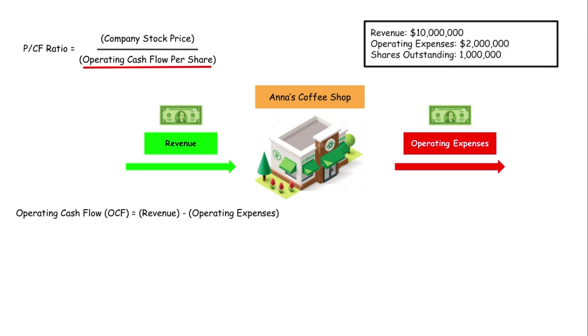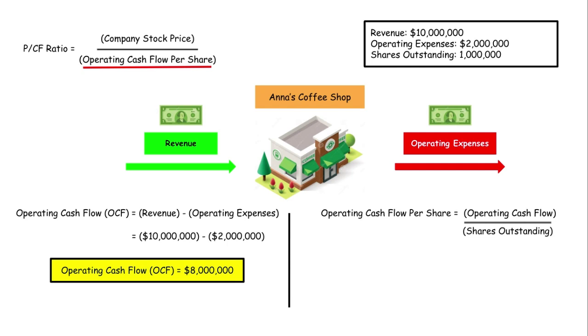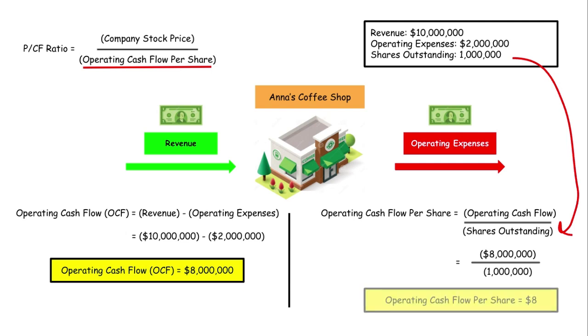Let's say that Anne's Coffee Shop generated revenue of $10 million and had operating expenses of $2 million. Plugging these numbers into the equation gives us $8 million, so Anne's Coffee Shop had an operating cash flow of $8 million. Next, to calculate the operating cash flow per share, we divide the operating cash flow of $8 million by the number of shares outstanding, which is 1 million shares. The calculation computes to $8, so Anne's Coffee Shop had an operating cash flow per share of $8.